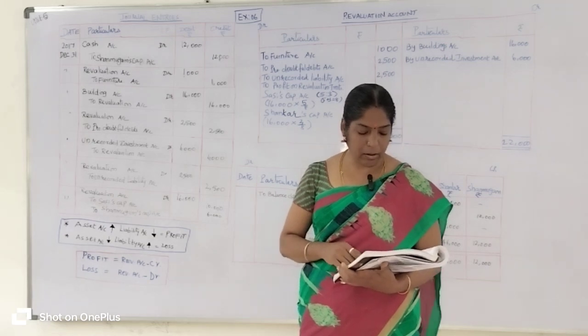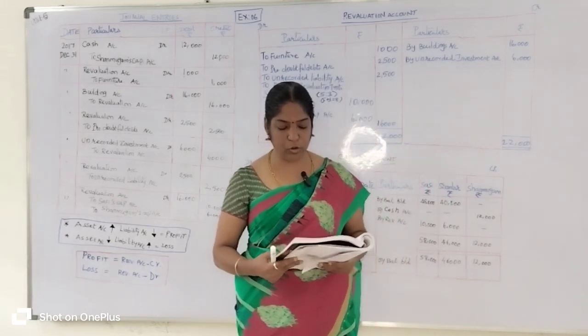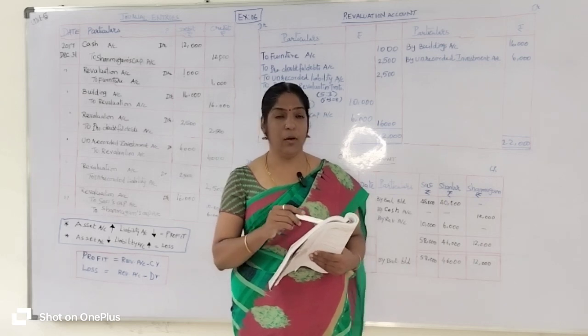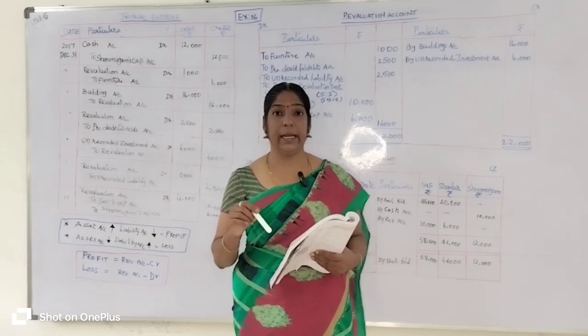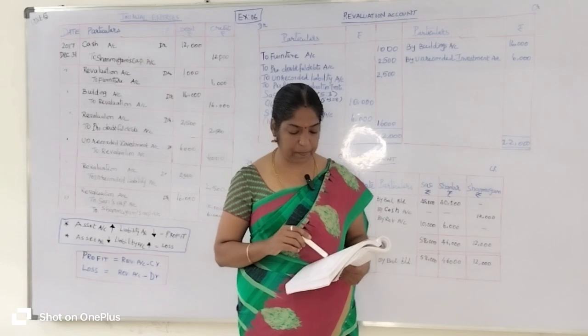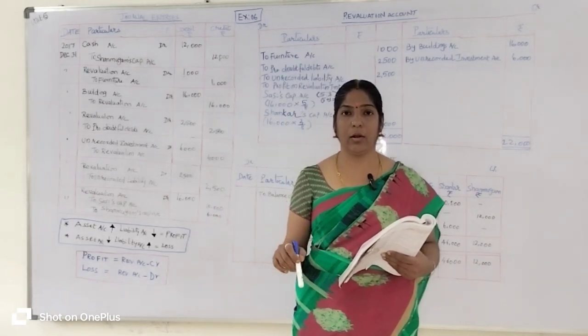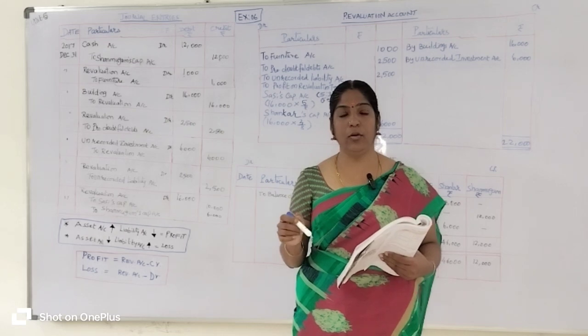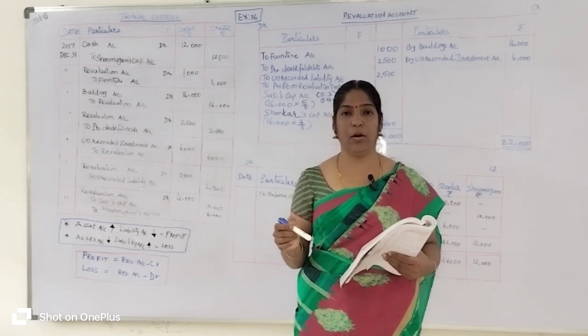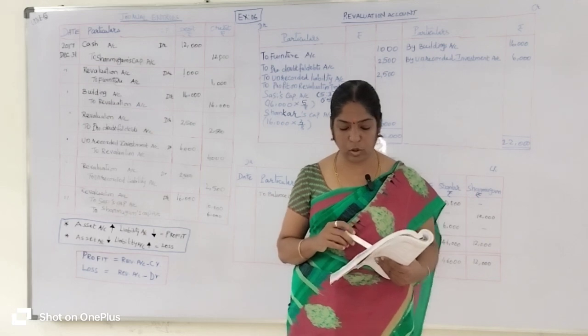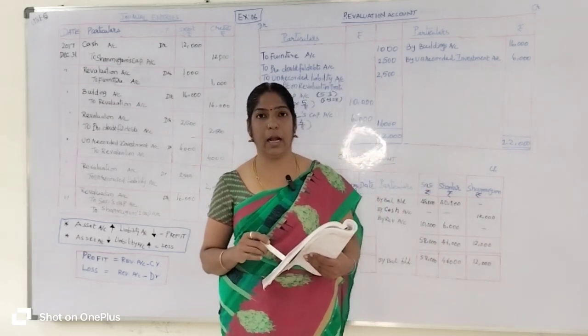Then, unrecorded investment of 6,000 rupees is to be brought into the account. So listen, old partners Sasi and Shankar invested 6,000 rupees, but they forgot to enter it into their account books. Later it came to their knowledge, and then they entered that unrecorded investment of 6,000 rupees into their account books.